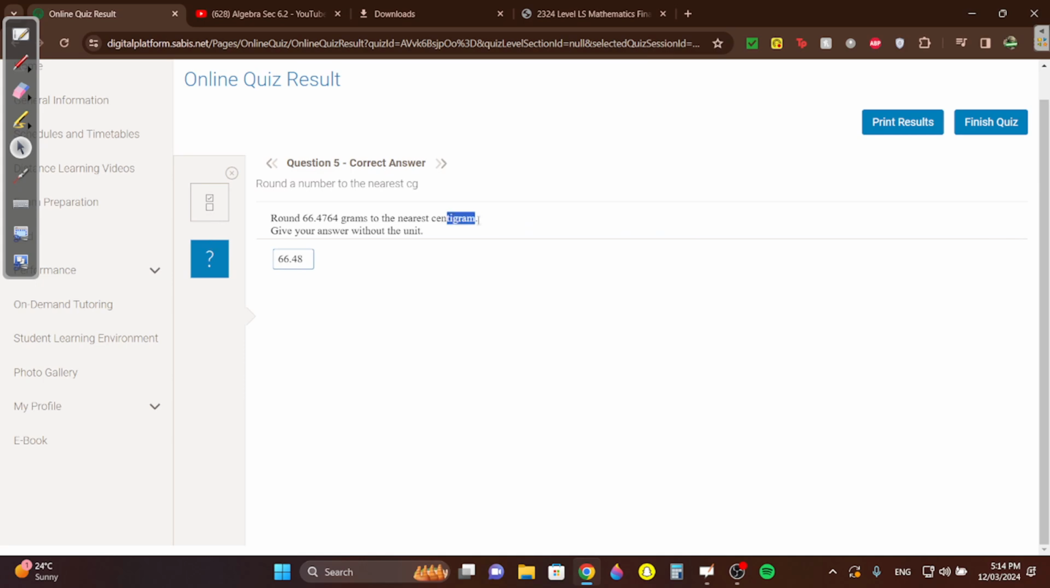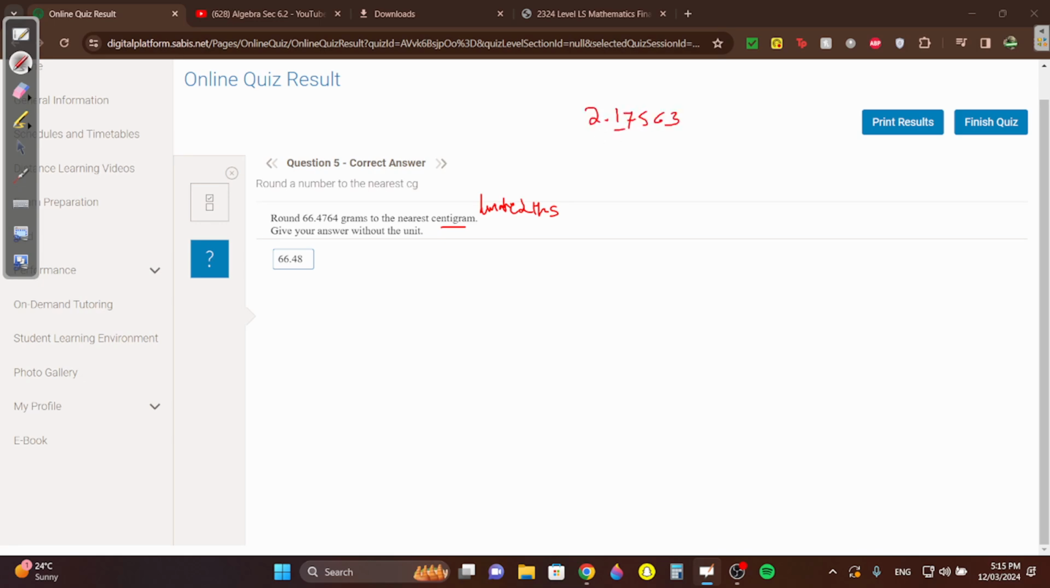Question 5 is round to the nearest centigram. Okay, look. Here is gram. Here is decigram. Then here is centigram. Then here is milligram. No, centi is always the hundredths. It's always the hundredths. I think this is grade 2 stuff, by the way.